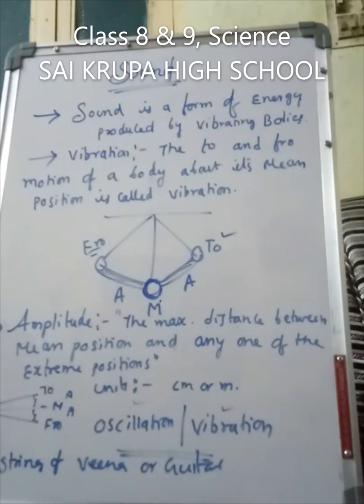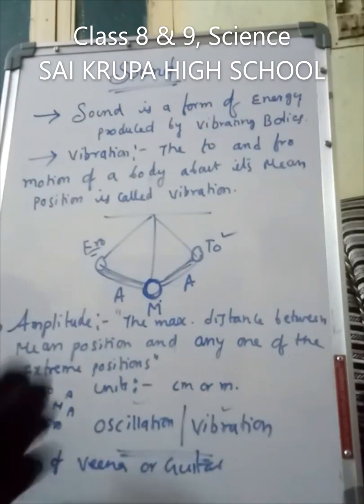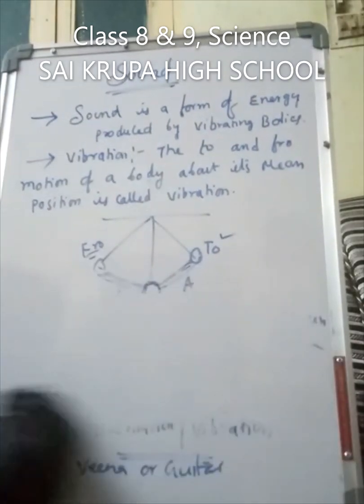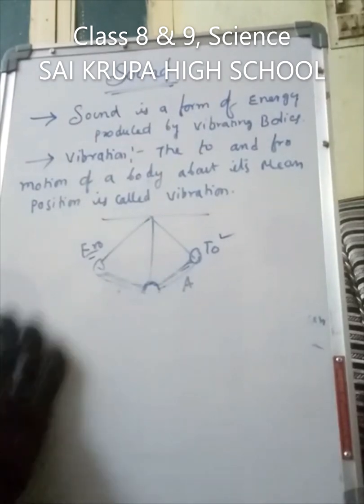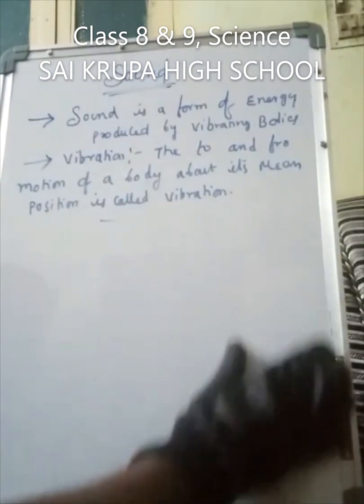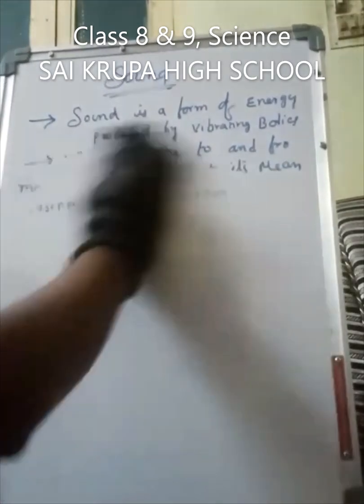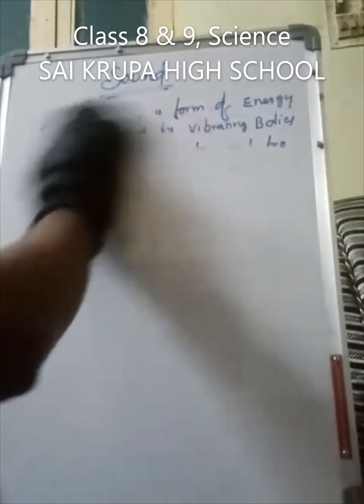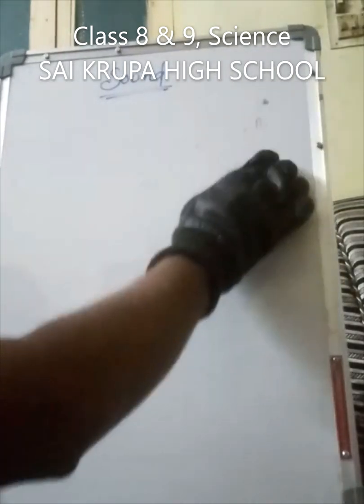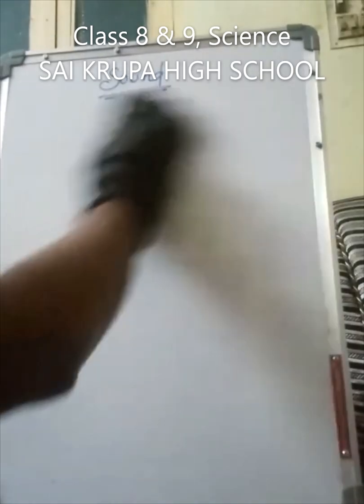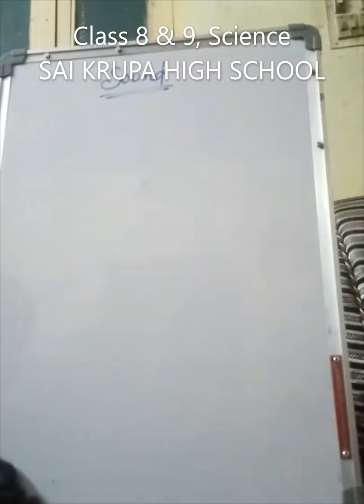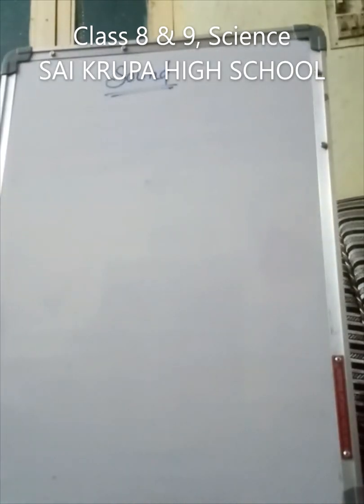Now let us come to the other basic properties of sound. How does sound propagate? You know that sound is a form of energy. But how does sound propagate? Basically, sound propagates in the form of waves.